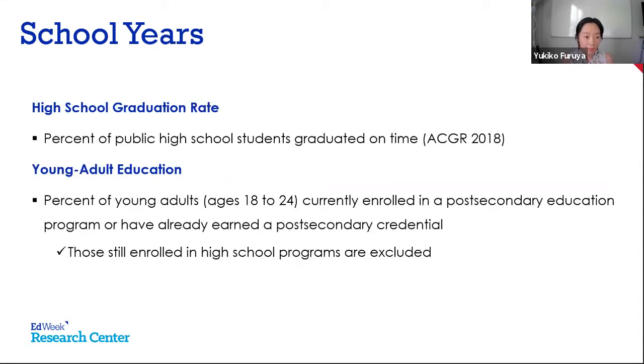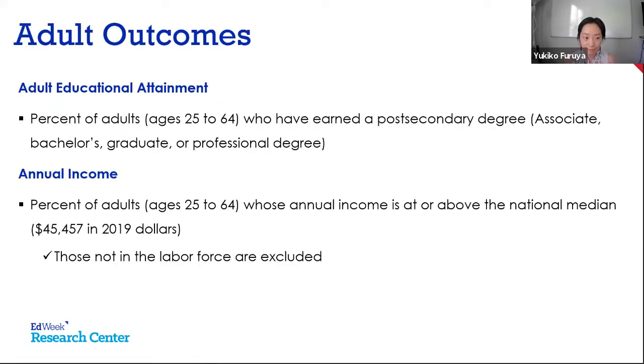And high school graduation rate is the percent of public school students graduating on time, and young adult education is the percent of young adults currently enrolled in post-secondary education programs or who have already earned a post-secondary credential. Those still enrolled in high school programs are excluded.